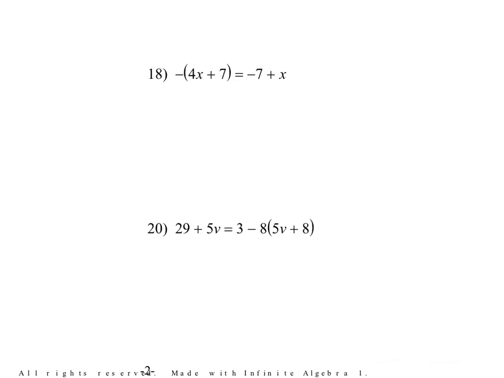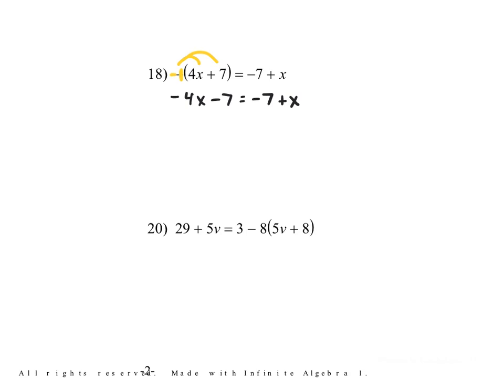You have negative, parentheses 4x plus 7 is equal to -7 plus x. Well, here's the first thing that has to happen. We've got to be able to distribute this negative. Now, the thing that a lot of students don't understand is, why do I have to distribute a negative? Well, really that negative is the same thing as a -1. So you're really distributing a -1 throughout here. Is everybody okay with that? So that becomes -4x minus 7 equals -7 plus x.